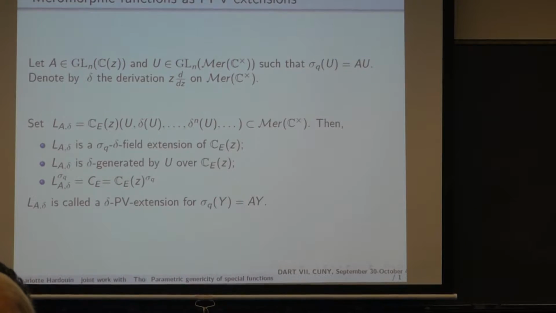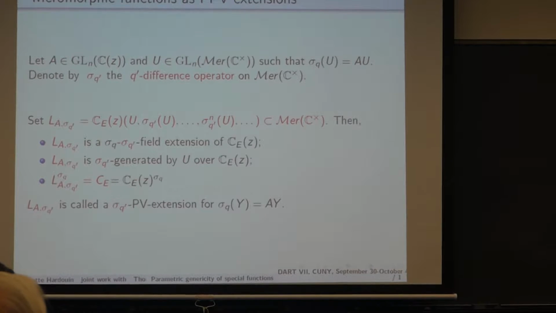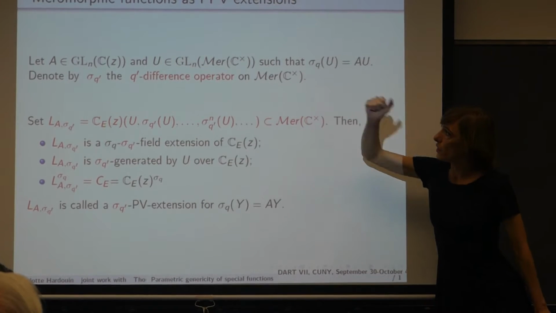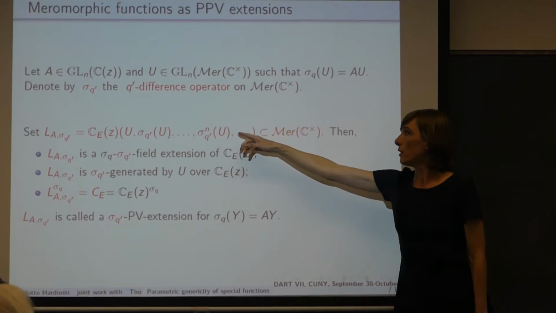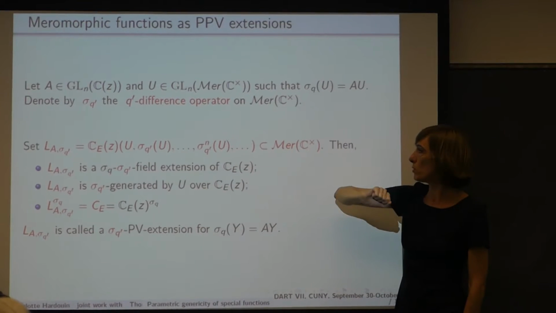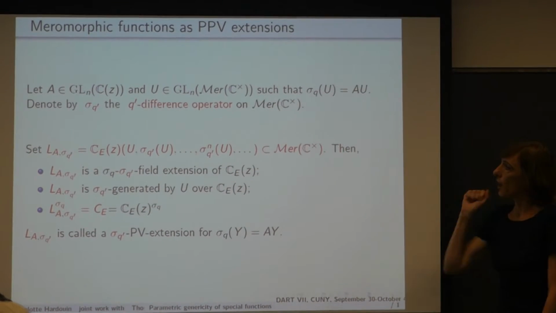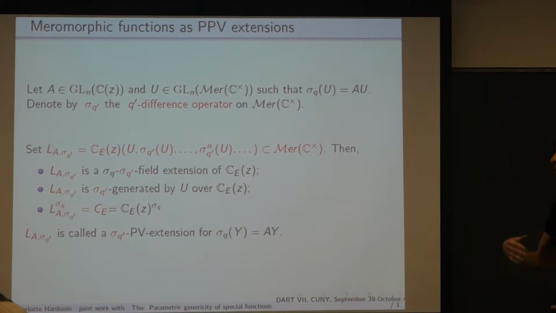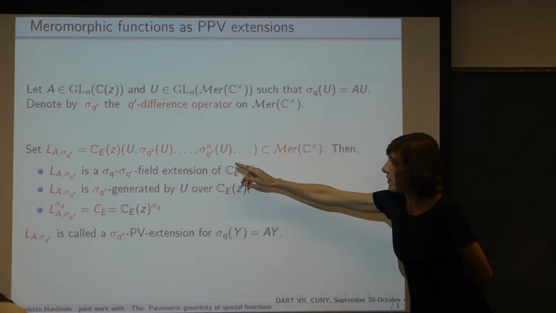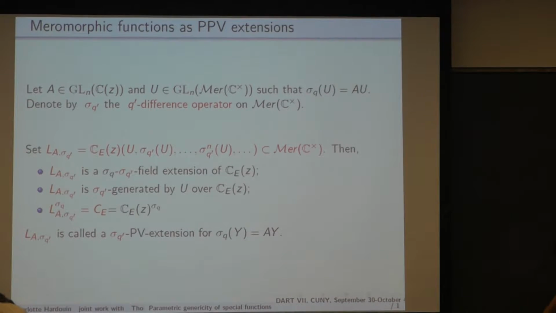So I'm changing the definition a little bit, but in order to define the Galois group, it's more or less the best setting. Okay, and I can do the same trick with the sigma q prime operator. This time I am interested in the sigma q prime relation. I'm looking at the subfield generated by the fundamental solution matrix and its transforms with respect to sigma q prime, and I will find that it's a sigma q prime field extension, that is, sigma q prime generated by the fundamental solution matrix, and it has no new constant.